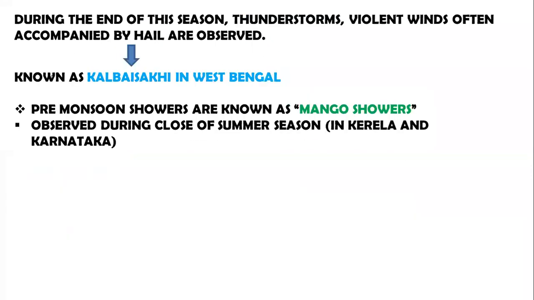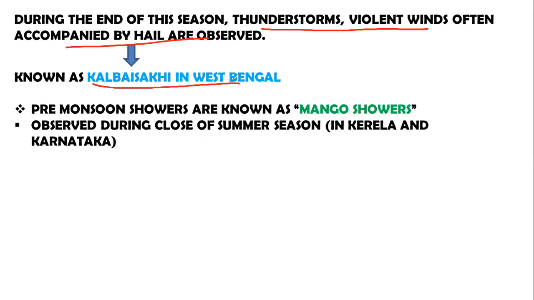Now, during the end of this season, thunderstorms and violent winds, often accompanied by hail, are observed. The reason is the same: the winds are blowing at very high speed towards the interior of India, and due to this, they bring along thunderstorms and violent winds, or you can say very strong winds. This process is known as Kal Baisakhi in West Bengal.